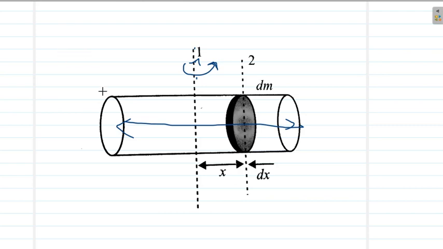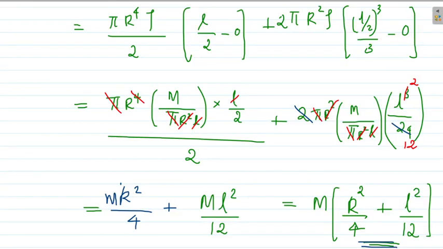Suppose the axis is at one end of the cylinder, you may use the parallel axis theorem again to find the moment of inertia, or if it is tangential here at this end, you may again use the parallel axis theorem and use the m r square by 2 equation of moment of inertia. So I hope this portion is clear for you.